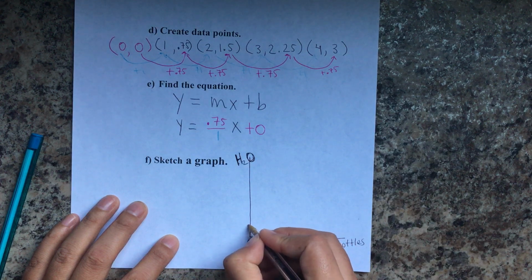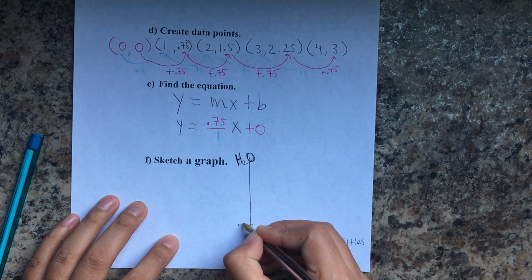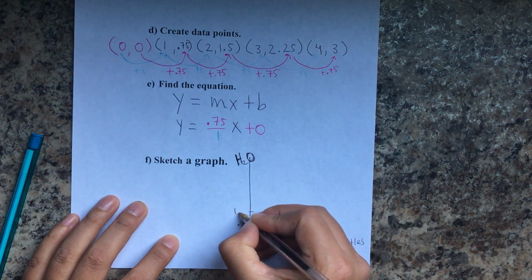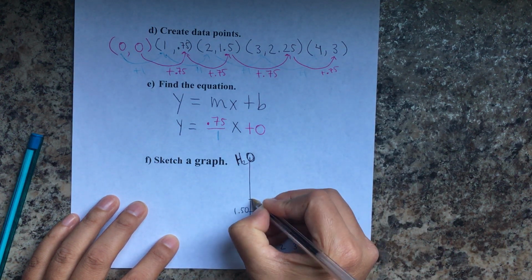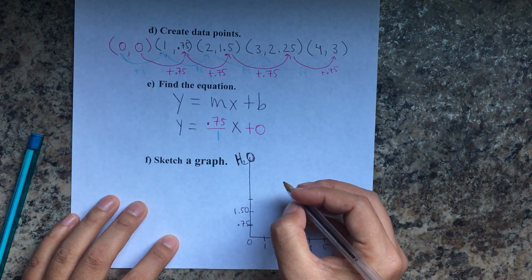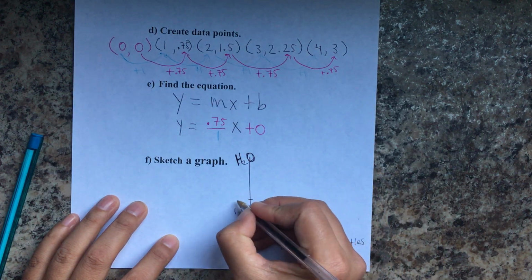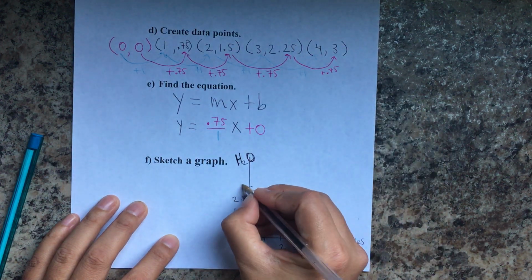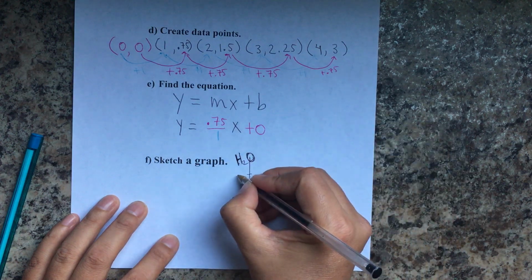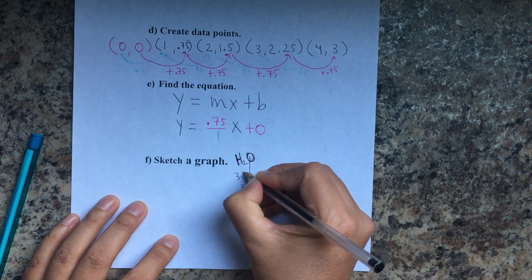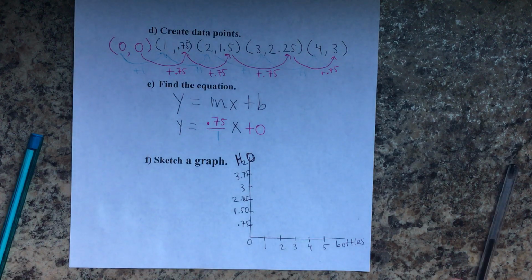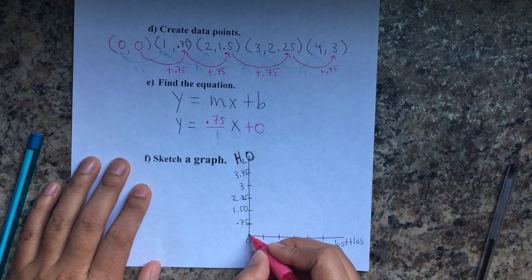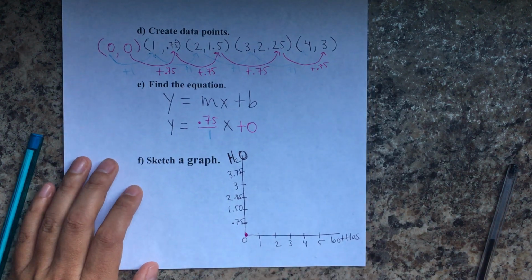0 bottles. So since it's going to be every 0.75, I'm just going to put for 1 bottle 0.75, 1.5, 2.25, and 3. And the next one will be 3.75. Okay, so it's adding 0.75. So if I have 0 bottles, I'm gonna have 0 water.